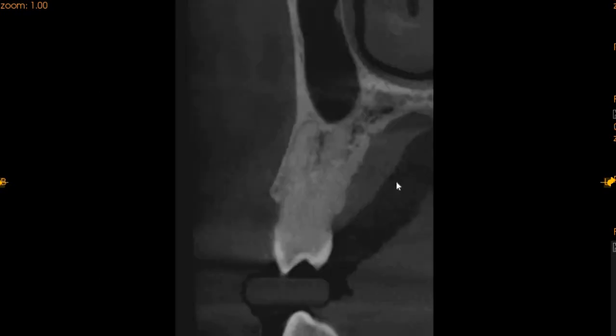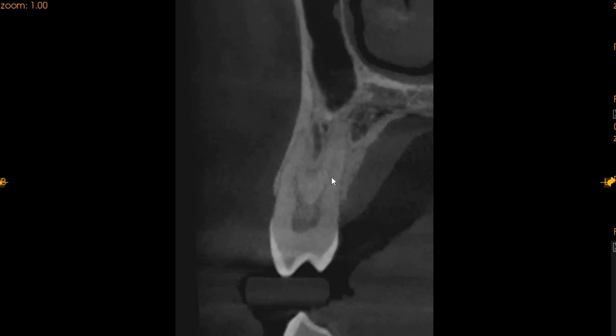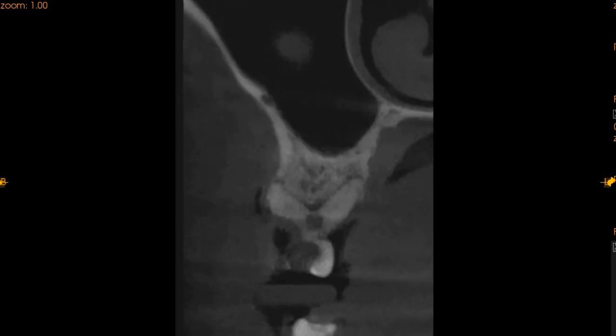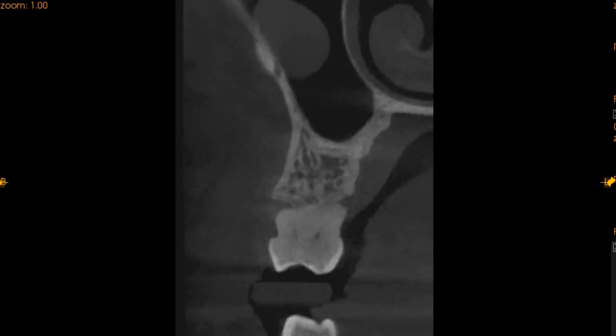On the transaxial view, which is basically the proximal view, we can see the upper right 4 has 2 canals and 2 roots present. We don't see any cracks, or we don't see any major cavities. Moving to the upper right 5 region, here we can see this is the deciduous molar. It basically has 3 roots present: the palatal, the mesiobuccal, and the distobuccal.